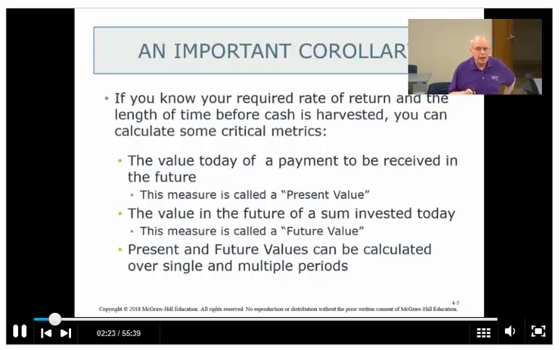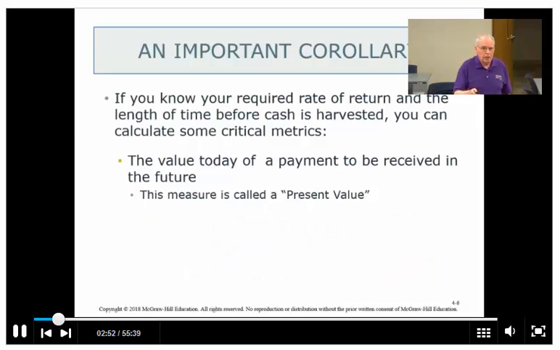And the two basic, the value today of a payment to be received in the future is present value. And present value calculations are the cornerstone of finance, okay? But we can also calculate future value, and future value is something that we're much more familiar with. Okay, and here's what I mean.